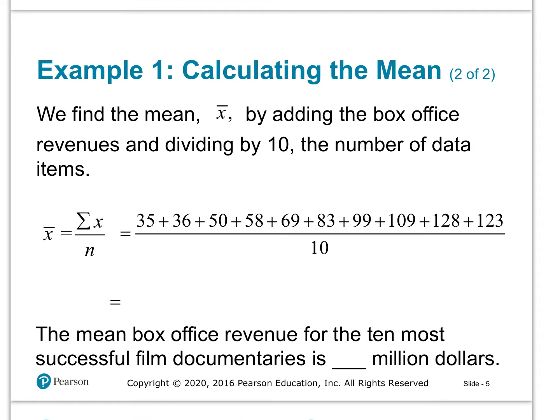So if we added those together, we get 890 divided by 10, which, if it's over 10, you just get rid of the 0. So it's 89 is your mean. So the mean box office revenue for the 10 most successful film documentaries is $89 million. So on average, that's about as much was spent for each film.